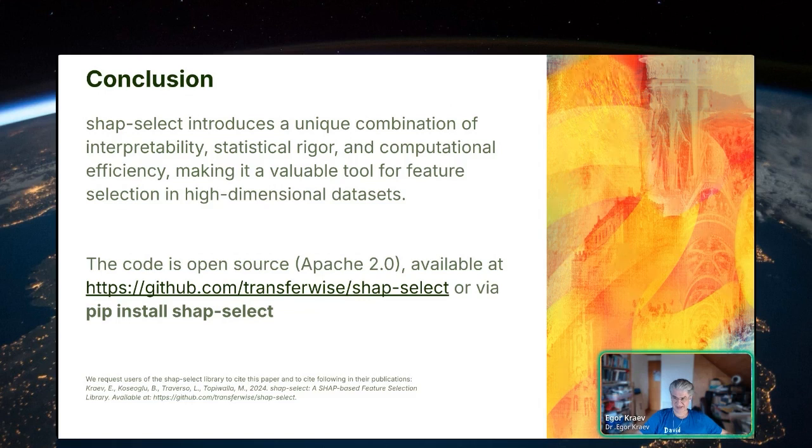But we thought that being open and making it available to the community sooner rather than later is a good thing. So the package is available on GitHub with an open source license, Apache 2.0, so fully open source, or just directly by pip install.